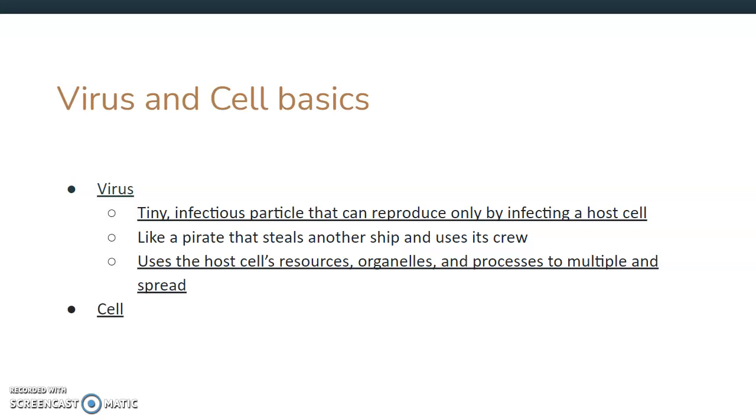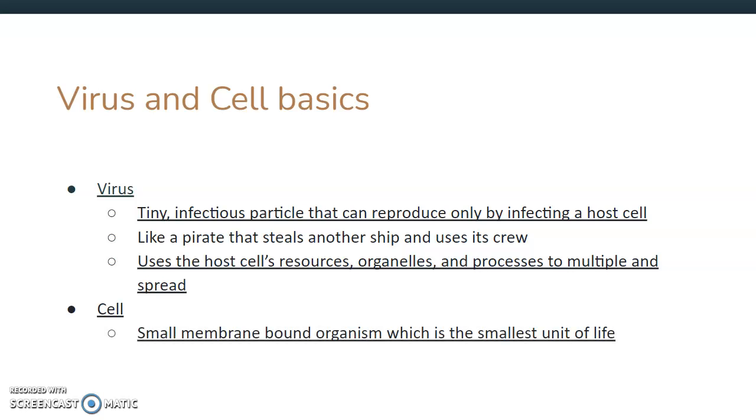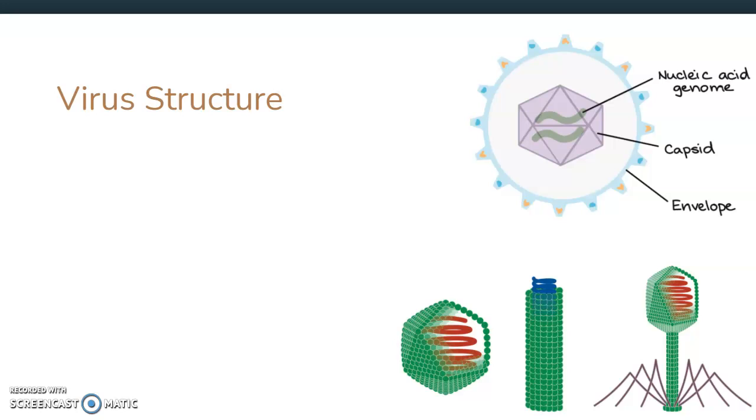Also, I think it's important to talk about what a cell is so that we can compare and contrast. So a cell is a small membrane-bound organism, which is the smallest unit of life. A lot of you have told me that you've learned about cells before, about different organelles, and exactly what a cell is made of. So I'm not going to go into too much detail right now, but we can compare and contrast in a little bit.